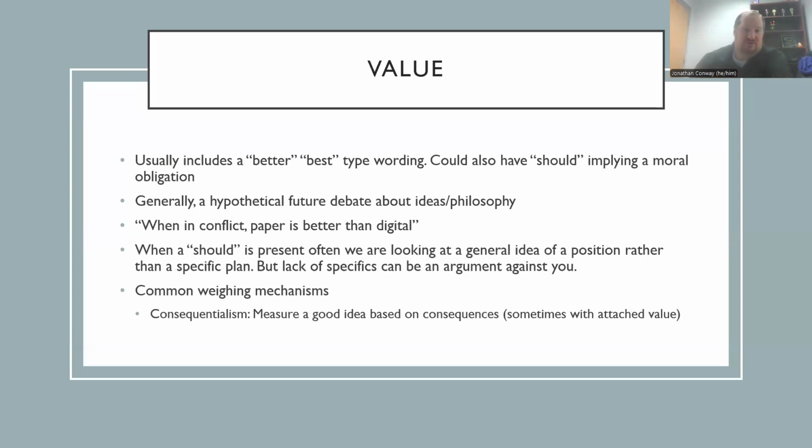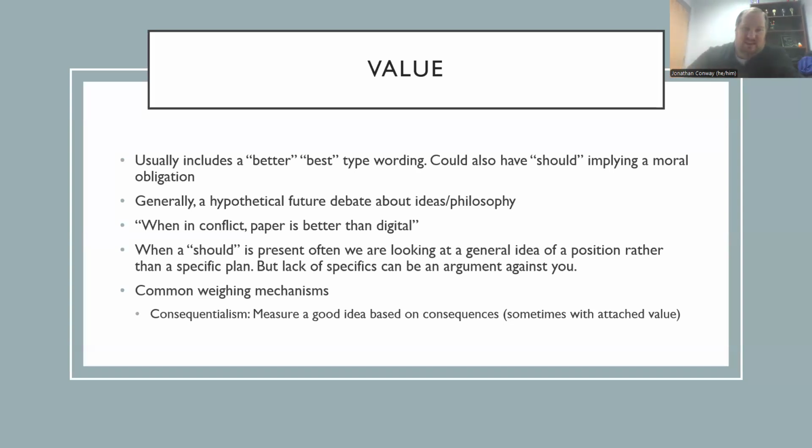You also have a value round. So usually this includes some sort of better, best, or comparative. I would choose this over that type of wording. Could also use the word should. So as you saw, schools should go paperless. We turned that into a value round. That was an actual debate we did. My gut reading of it is policy, but you can run it as a value. So generally, you're talking about a hypothetical future debate about ideas or philosophy. So it's not a specific plan. It's just, we think this would be better than that.